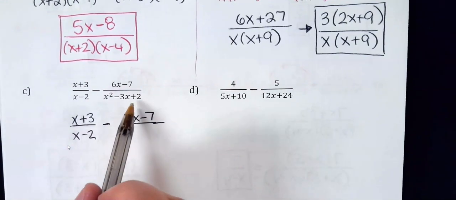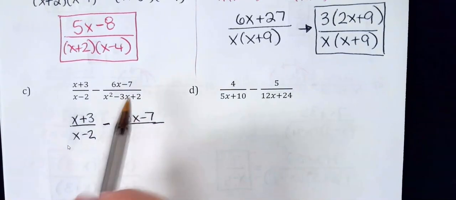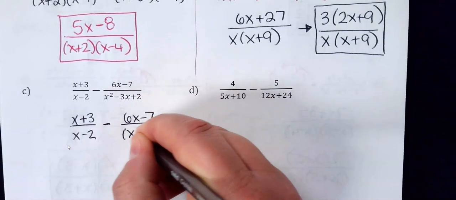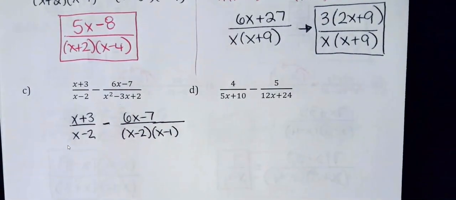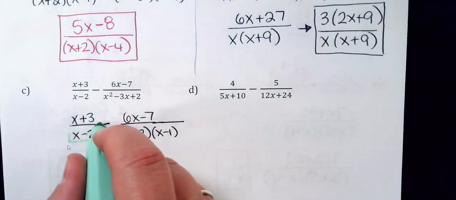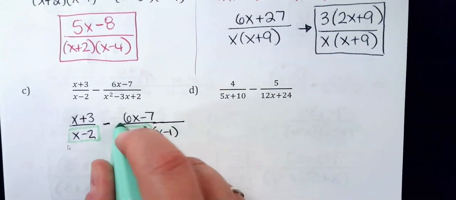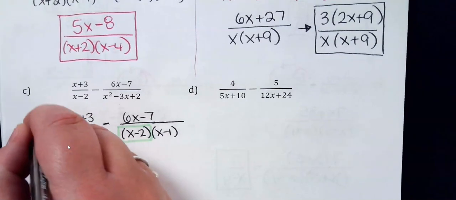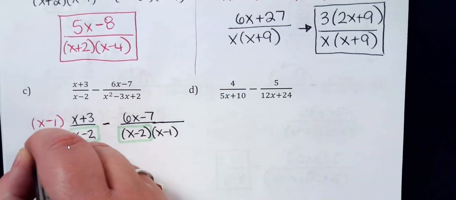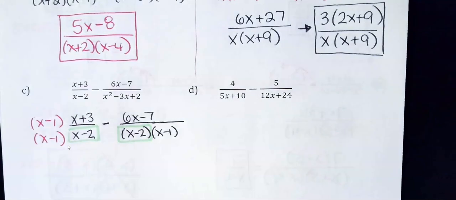Can you guys think of two numbers that would multiply to give you 2, add to give you -3 for that quadratic? Yes. Okay, so the factored form of that is x minus 2 times x minus 1. Now, if you guys notice, I already have an x minus 2 here. So I don't need to multiply the top and bottom of that first fraction by that quadratic. All I am missing is the x minus 1. So I'm going to just multiply here, top and bottom by x minus 1, and then our denominators will match.